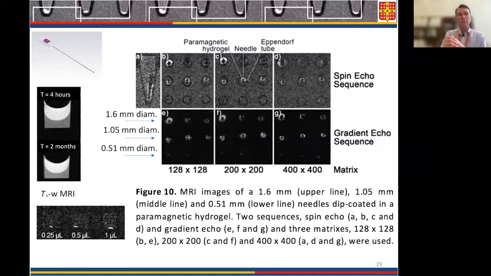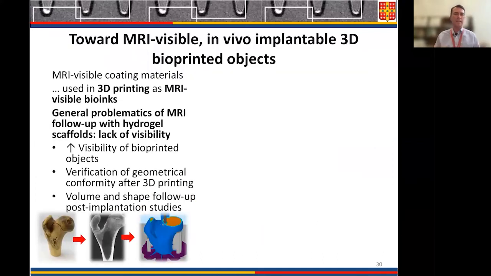So the challenge in biopsy for MRI is also that the practitioners or doctors who perform biopsies need to insert the needle at the same time as they see the image. So being able to insert and at the same time visualize where the needle is absolutely essential. So this was the first success of a contrast enhanced coating for biomedical devices. And then we wanted to move in the direction of in vivo implantable objects.